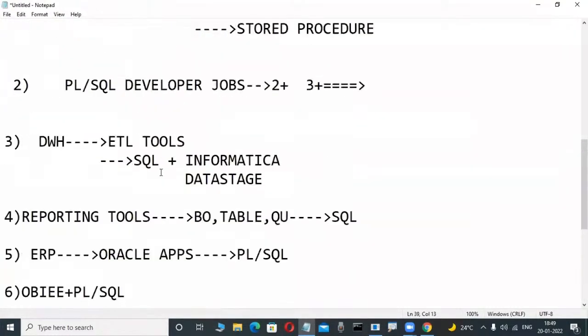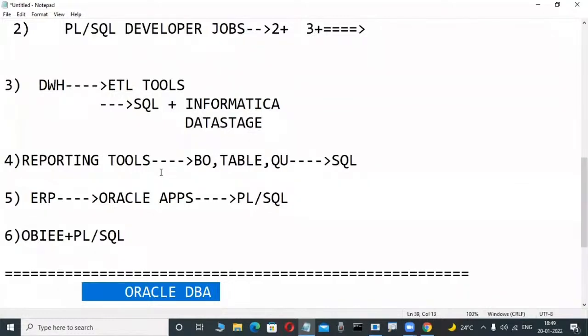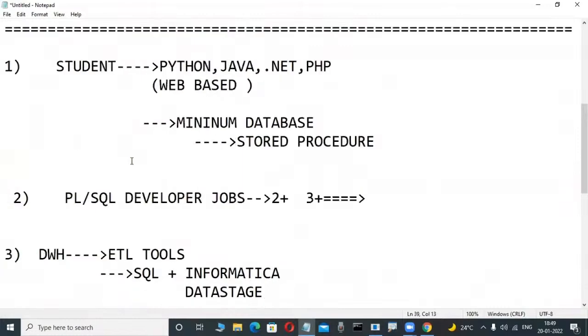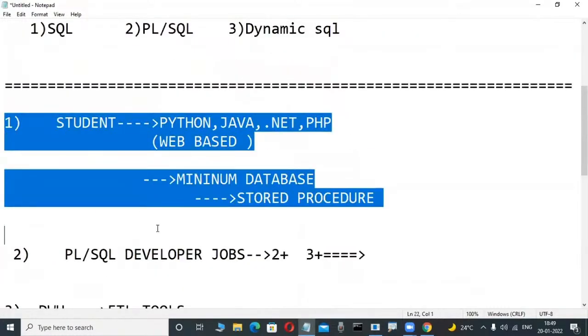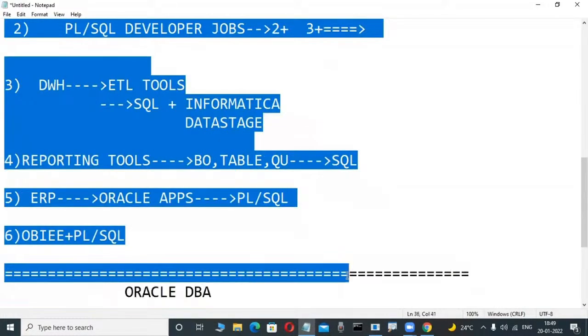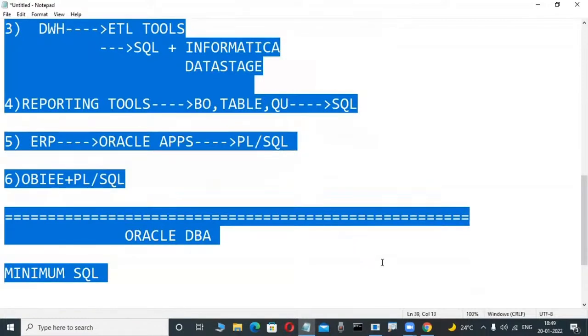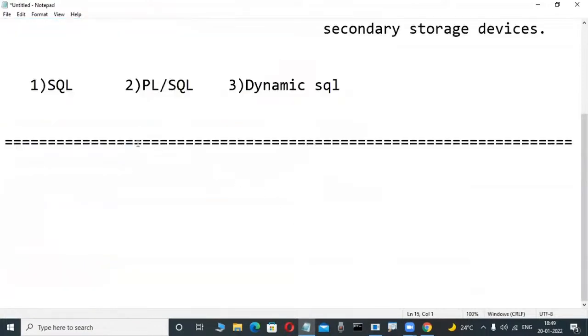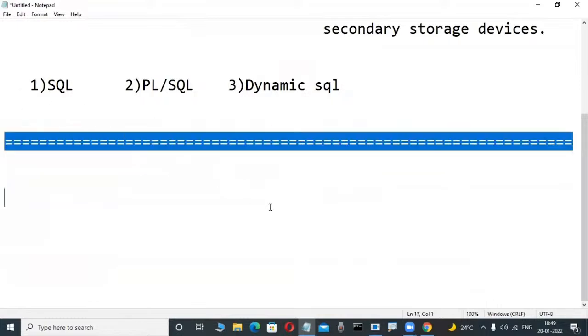Nowadays Hadoop programmers and data science programmers also need minimum basic knowledge of SQL. That's why, somewhere PLSQL, somewhere SQL only. They are learning these types of courses, and we apply for different types of jobs.